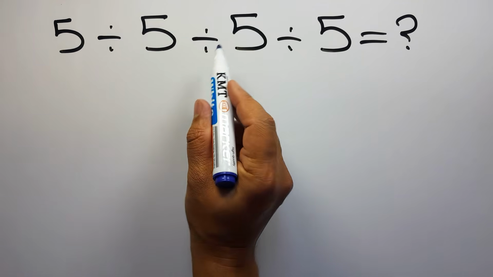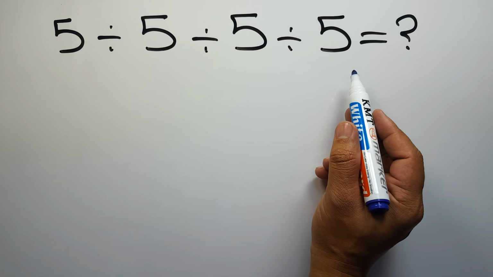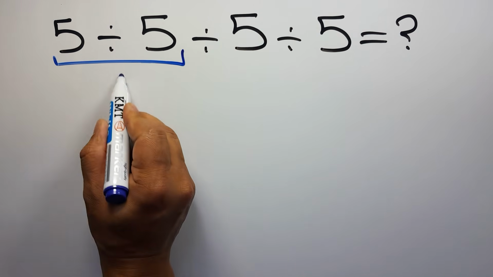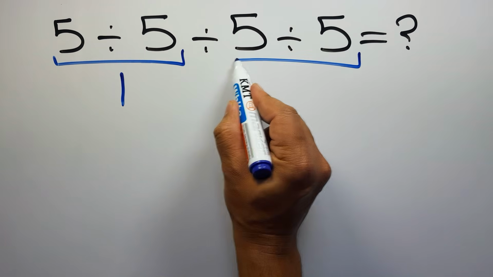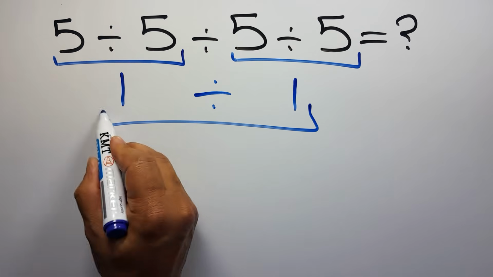5 divided by 5 divided by 5 and again divided by 5. Are you ready to solve? Let's go ahead and get started. 5 divided by 5 gives us 1, and again here we have 5 divided by 5. So 1 divided by 1 is just 1.